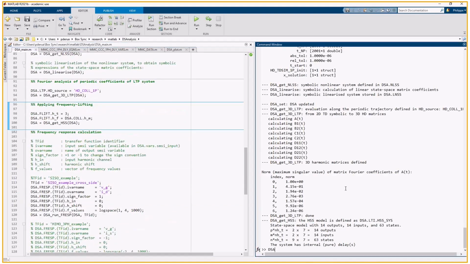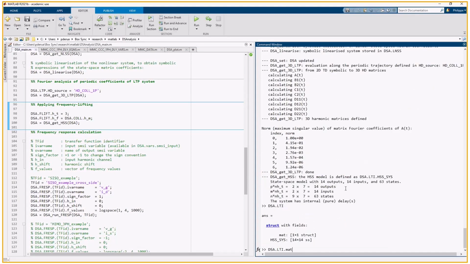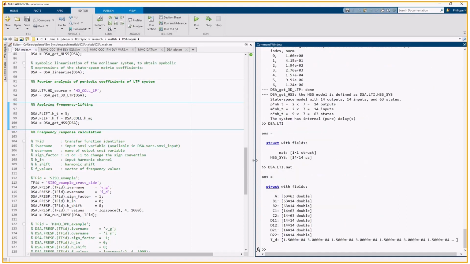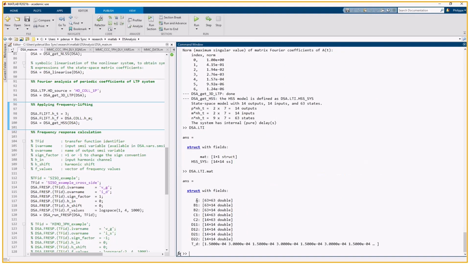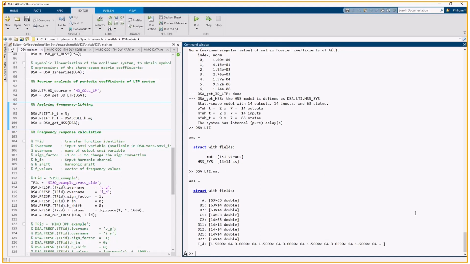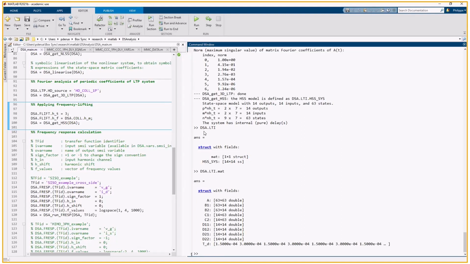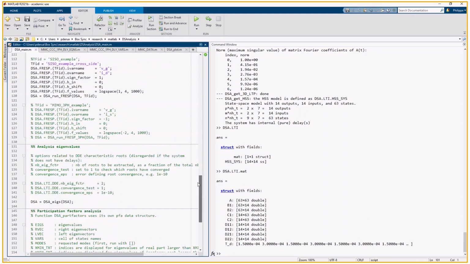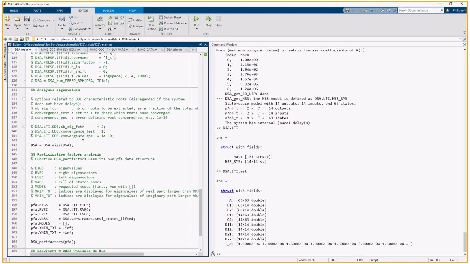Okay, I can have a look at it. DSA LTI. I have the block-Toeplitz matrices, which are quite large as a consequence of the frequency lifting. I have the vector of delays. Still, there are a number of things that I can do with this delay harmonic state space. Let's start first with calculation of eigenvalues.